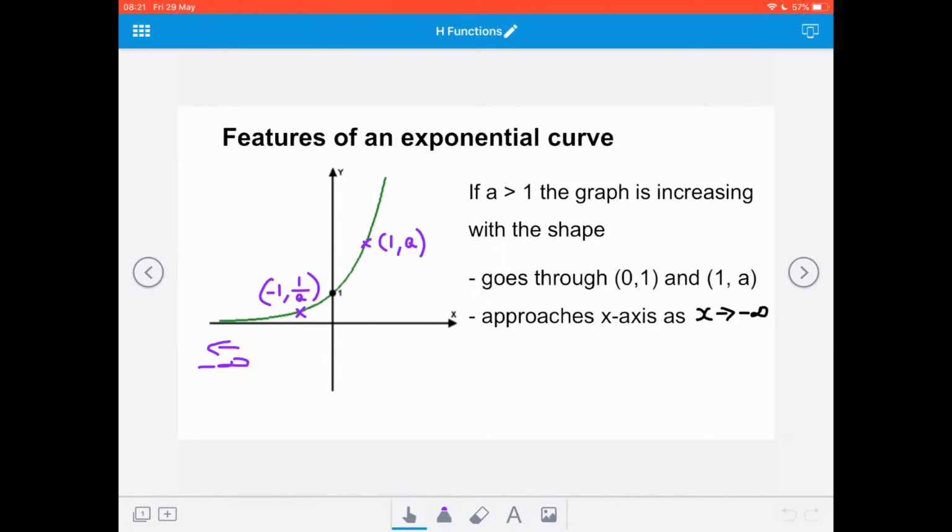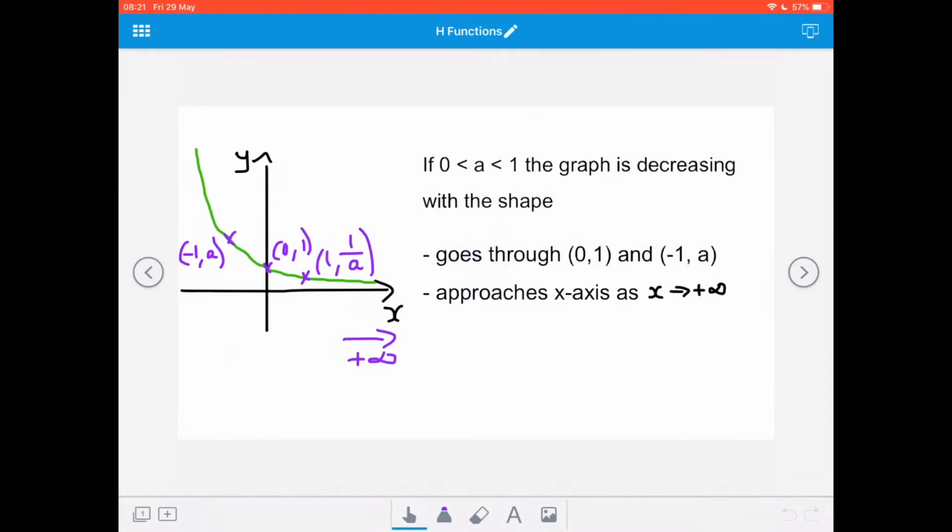You'll also see that it approaches the x-axis as x tends to negative infinity, but it will never reach the x-axis and it will never go below the x-axis unless there's a transformation applied. So the x-axis acts as an asymptote. If the value of a, our base, lies between 0 and 1, the graph is decreasing with this shape.